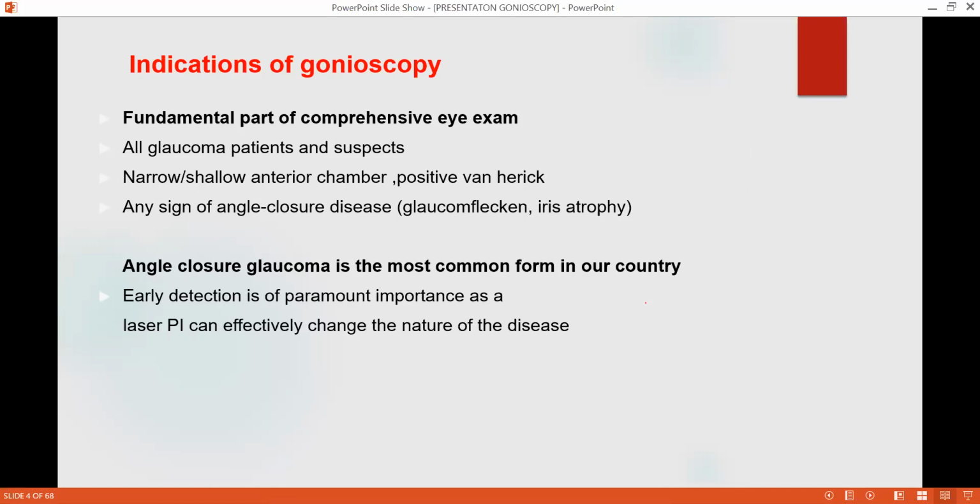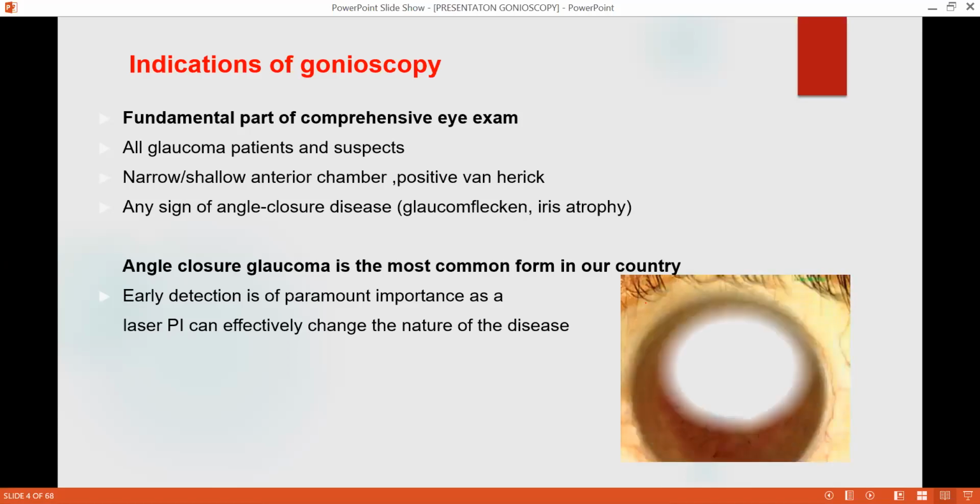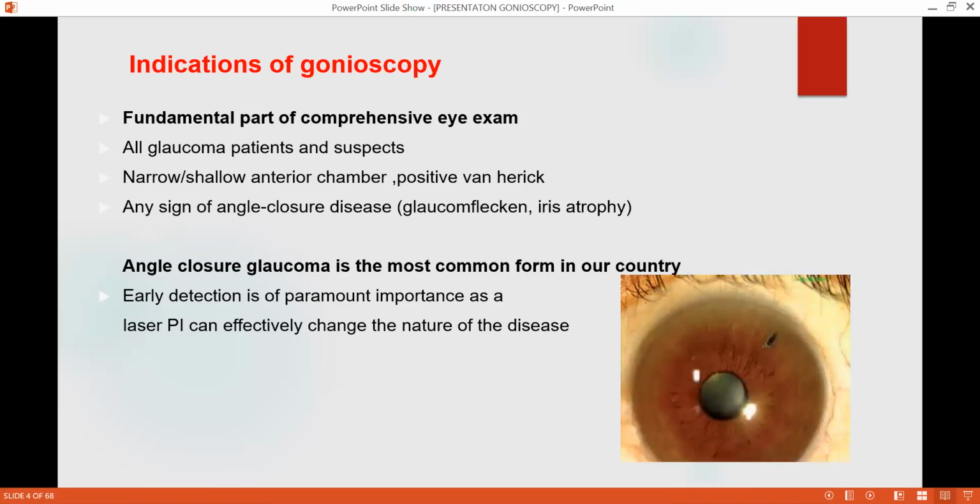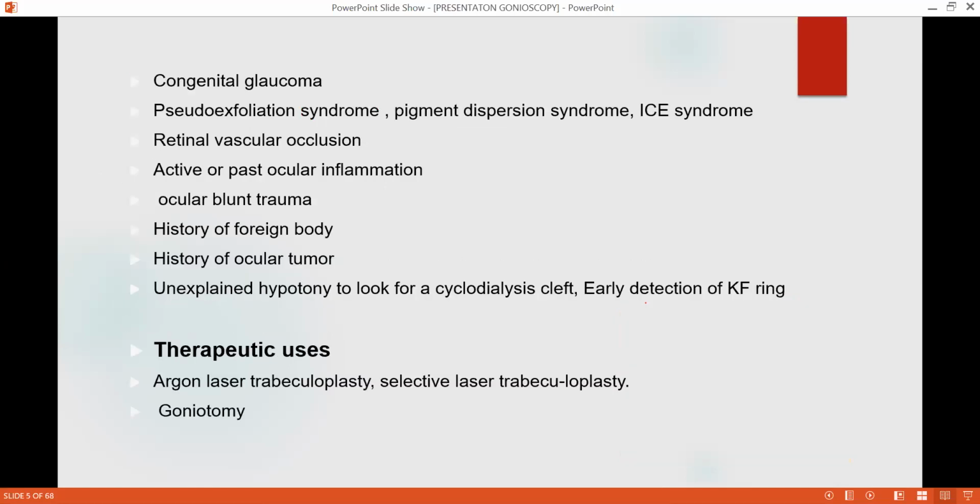As far as the Indian scenario is concerned, early angle closure glaucoma is the most common entity found here. So early detection of angle closure with the help of gonioscopy is of paramount importance, because a simple laser peripheral iridotomy can change the nature of the disease. So gonioscopy in this diagnosis is like a key in the management of angle closure glaucoma.